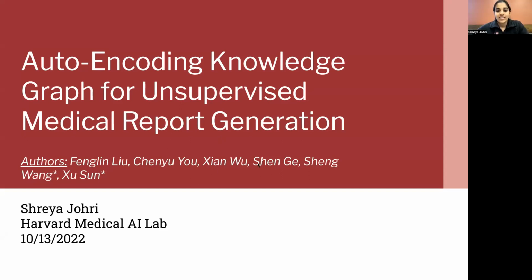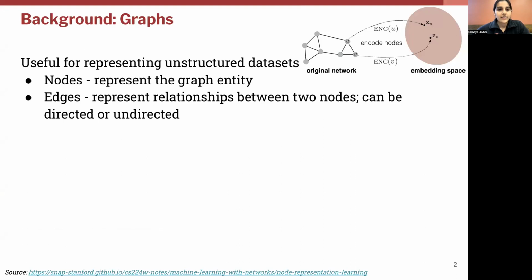Hi everyone, today I'll be talking about this paper, Auto-Encoding Knowledge Graphs for Unsupervised Medical Report Generation. And I'd like to begin with a little bit of background about graphs. So graphs are very useful for representing unstructured data sets, and they usually consist of nodes, which represent the graph entity, and edges that represent relationships between different nodes. So depending on the kind of relationship, these edges could be both directed or undirected.